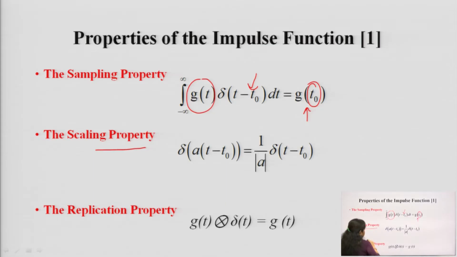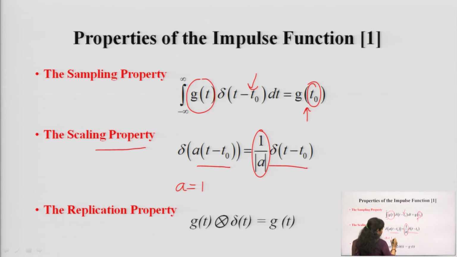Secondly, for the scaling property, when delta of a t minus t naught is there, then it will be 1 divided by mod a, times delta t minus t naught again, which means that the amplitude has been presented at 1 upon mod a. a can be any integer value, it can be negative also. That is why we are using this mod sign, so that it will be considered as a positive value.